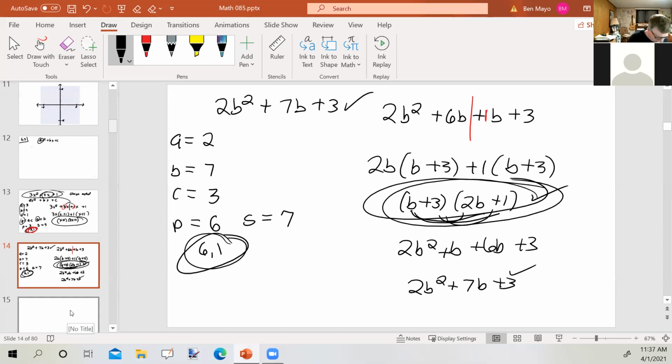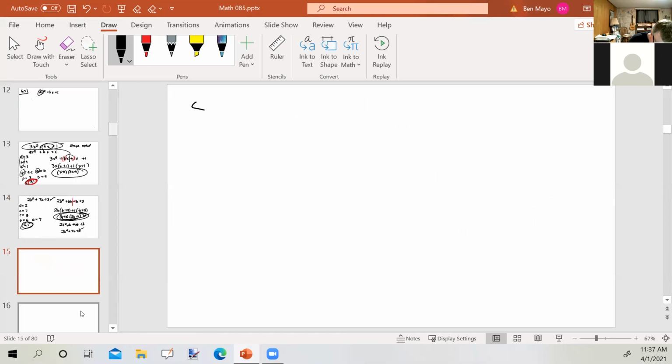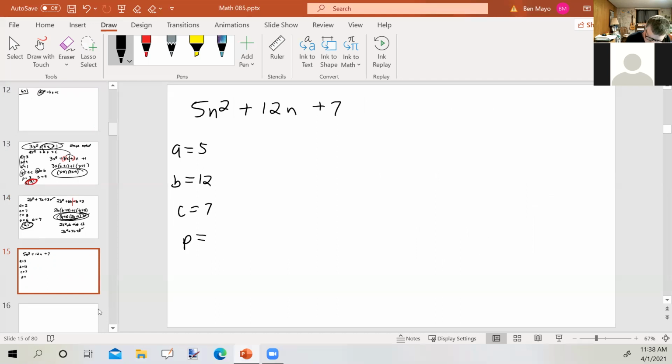Let's see here. 5n squared plus 12n plus 7. Now, again, this is a trinomial. It's in standard form of descending powers. The leading coefficient is not a 1. So a is 5, b is 12, c is 7. The product is a times c, or 5 times 7, which is 35. The sum is equal to b, or 12.